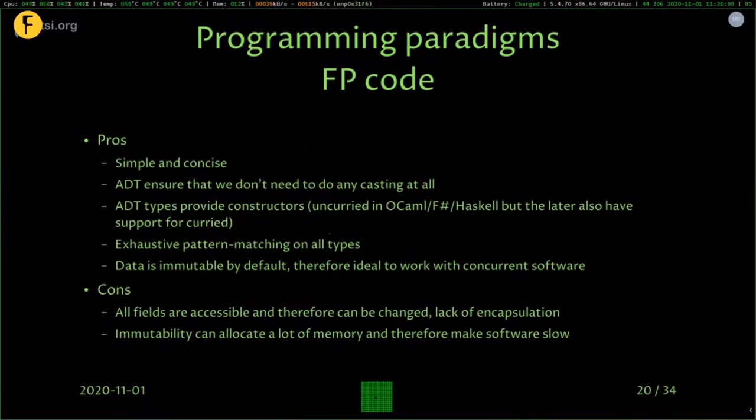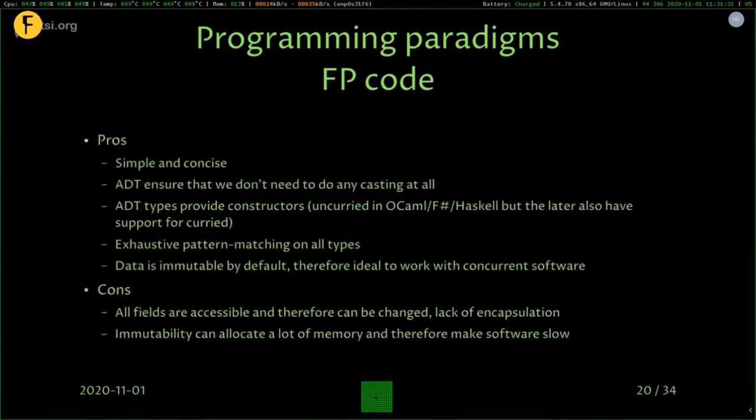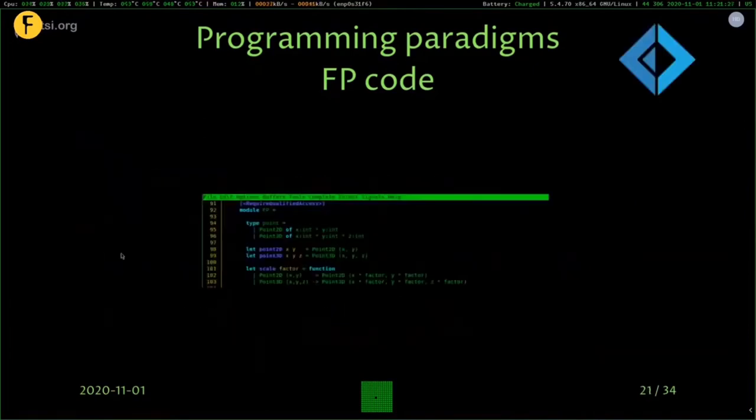ADTs also have built-in constructors, as we can see here. I just wrap them to make it more functional in this way. But in programming languages like Haskell, we can see that these constructors, instead of taking all the parameters at the same time, we can actually apply them partially. The thing that I like the most about this is that we have exhaustive pattern matching. So we can put some flags on the compiler that will ensure, well, this function doesn't handle 0.3D, so I don't really want to build a binary until the person developing this actually adds that clause, because otherwise we know that our code can actually explode at the end.